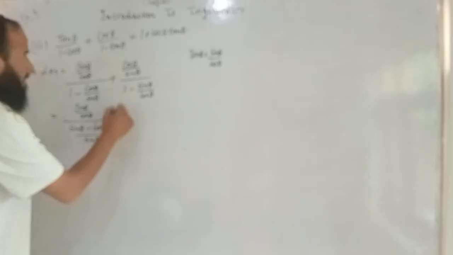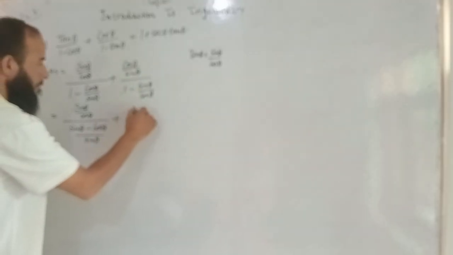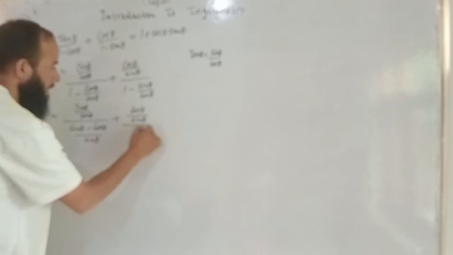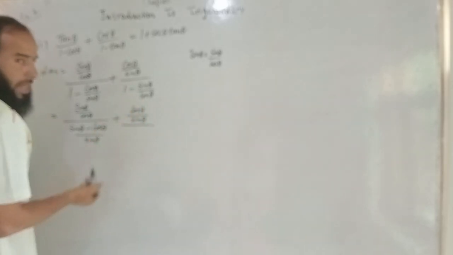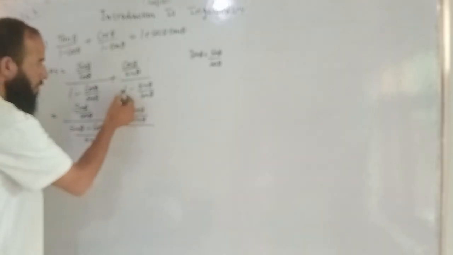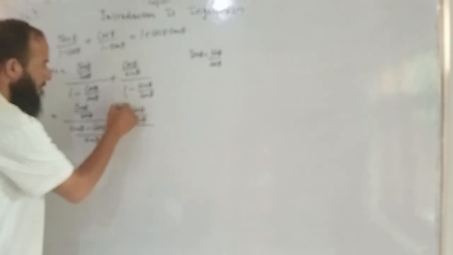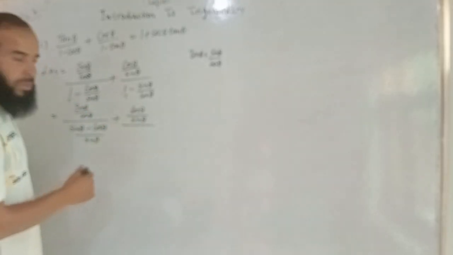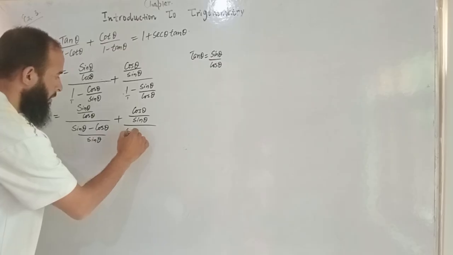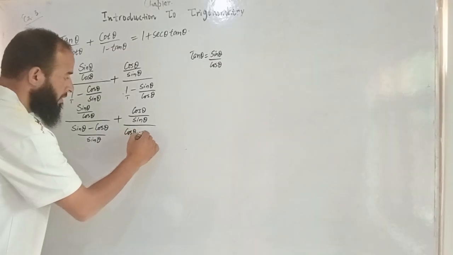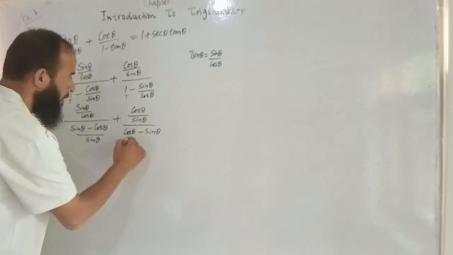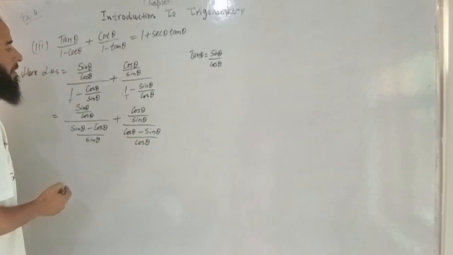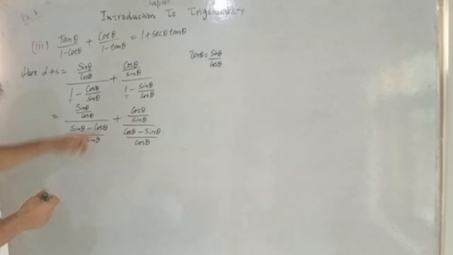Then it is plus cos theta upon sine theta whole divided by what, here we will again do the cross multiplication. It is cos theta into 1. We can write here 1 upon 1, here also, it will be cos theta minus sine theta upon, this will be cos theta sine theta.